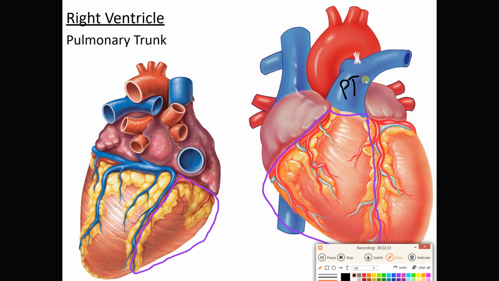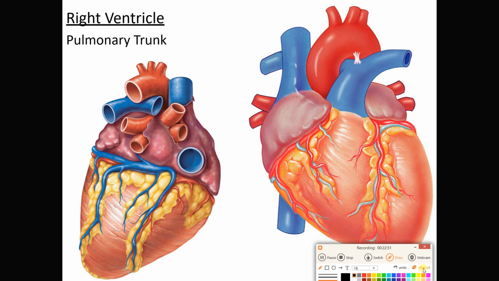So your pulmonary trunk is right there. Your pulmonary trunk is going to split into a left pulmonary artery and a right pulmonary artery, which are going to your lungs. These 3 guys here are weird arteries because they're deoxygenated. All right, let's keep on going.